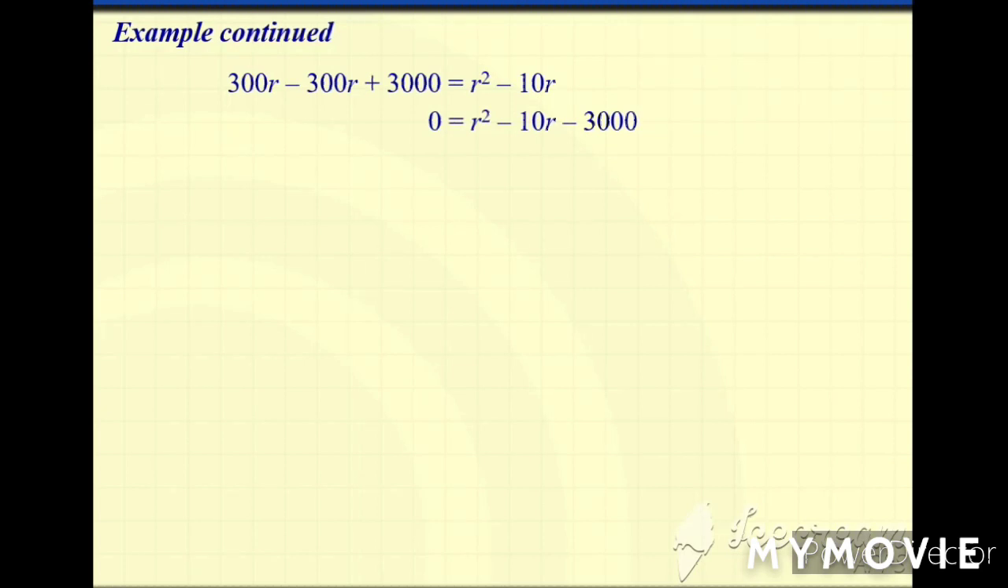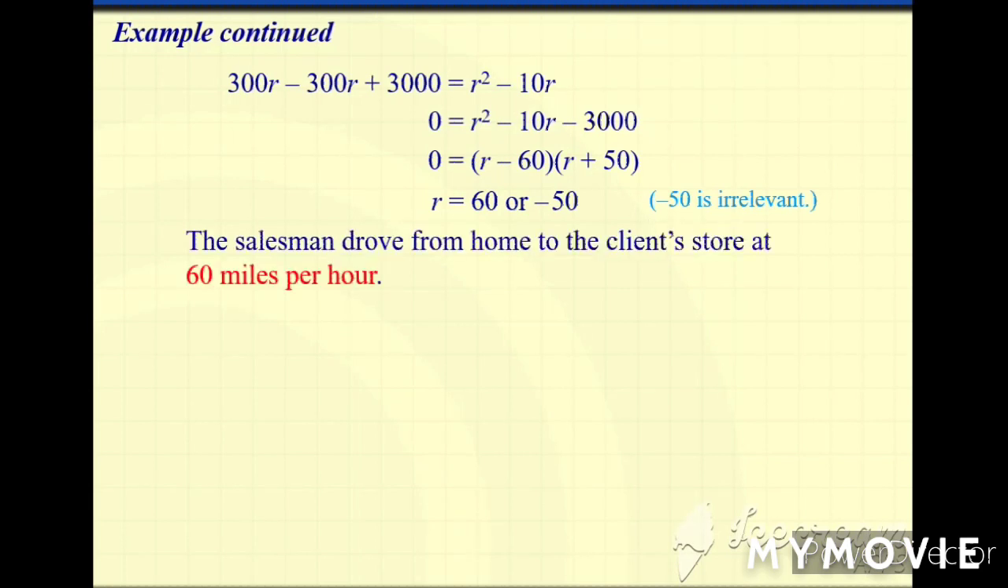Simplify further, so 300R minus 300R equals 0, and we get 0 equals R squared minus 10R minus 3000. Factoring, it is equal to R minus 60 times R plus 50. Therefore, R equals 60 or negative 50. But negative 50 is irrelevant for the rate. So the salesman drove from home to the client's store at 60 miles per hour.